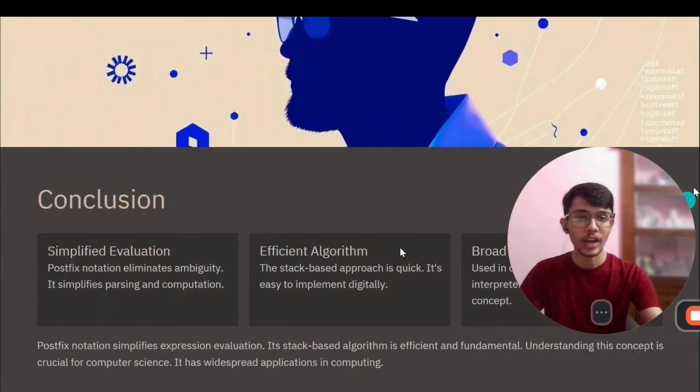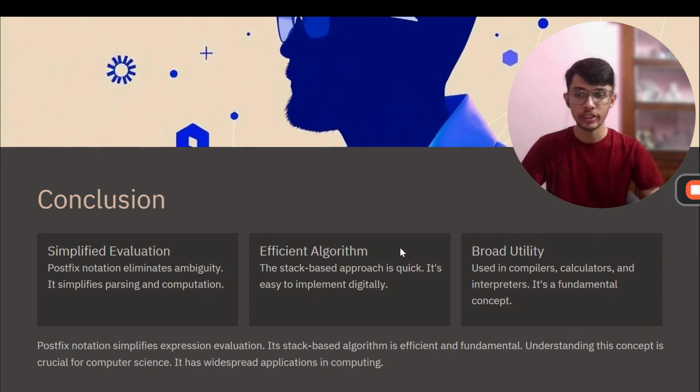On this note, I would like to conclude today's presentation on the topic of postfix notation evaluation. It is also used in a broad variety of applications in the field of computers.